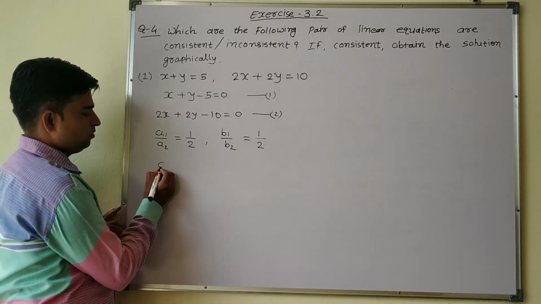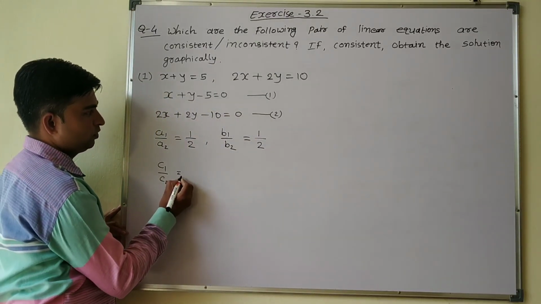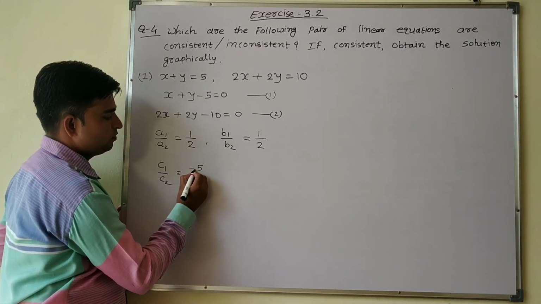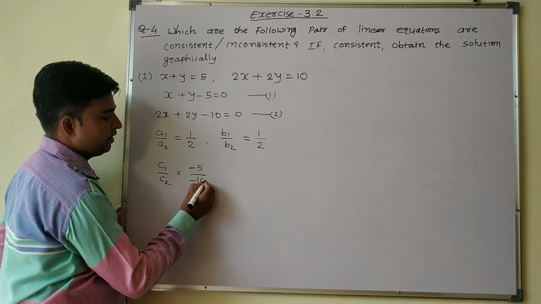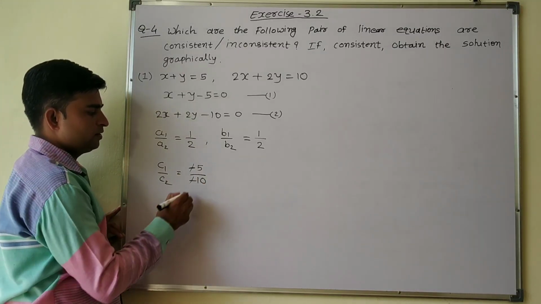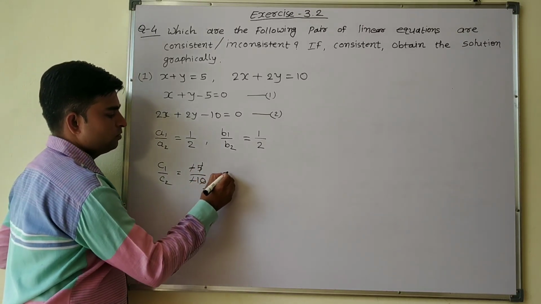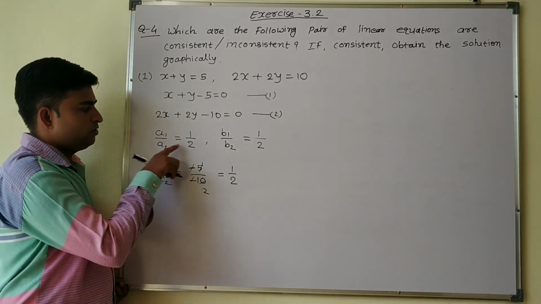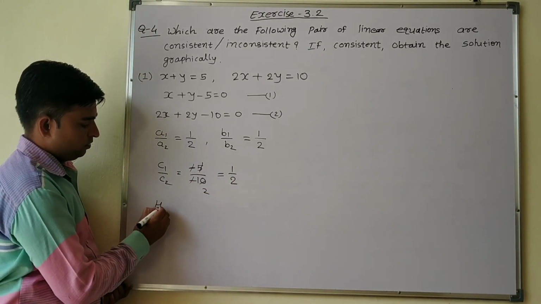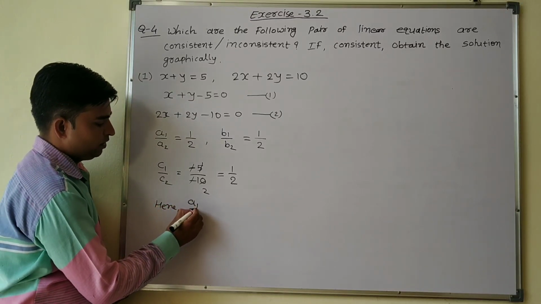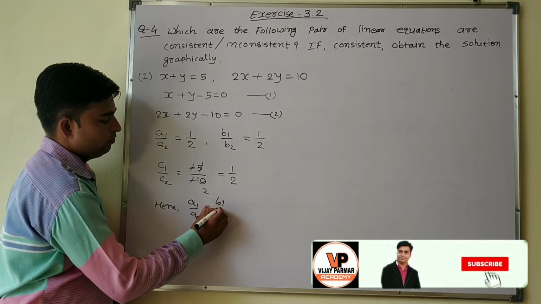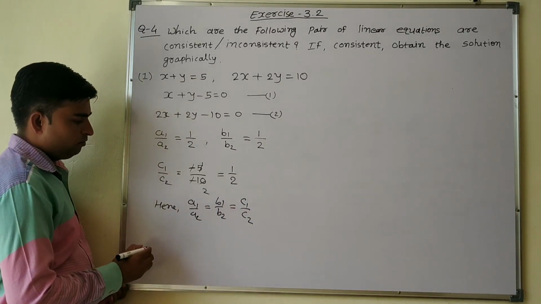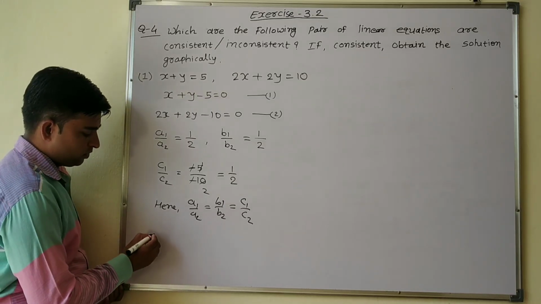Now the third ratio c1 upon c2. From here c1 is minus 5 and c2 is minus 10, so minus 5 upon minus 10. The minus signs cancel and 5 twos are 10, so it is also 1 upon 2. So here we observe that all the ratios are equal. So a1 upon a2 is equal to b1 upon b2 is equal to c1 upon c2. So the given pair of linear equations is consistent.